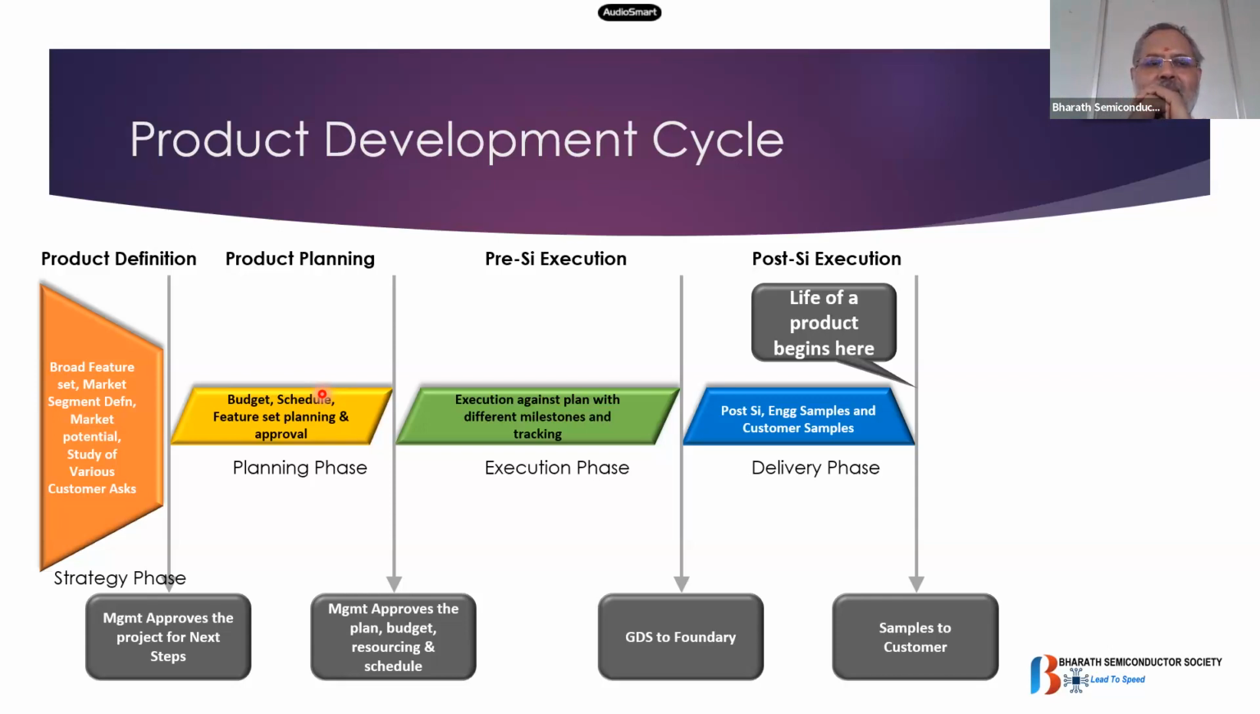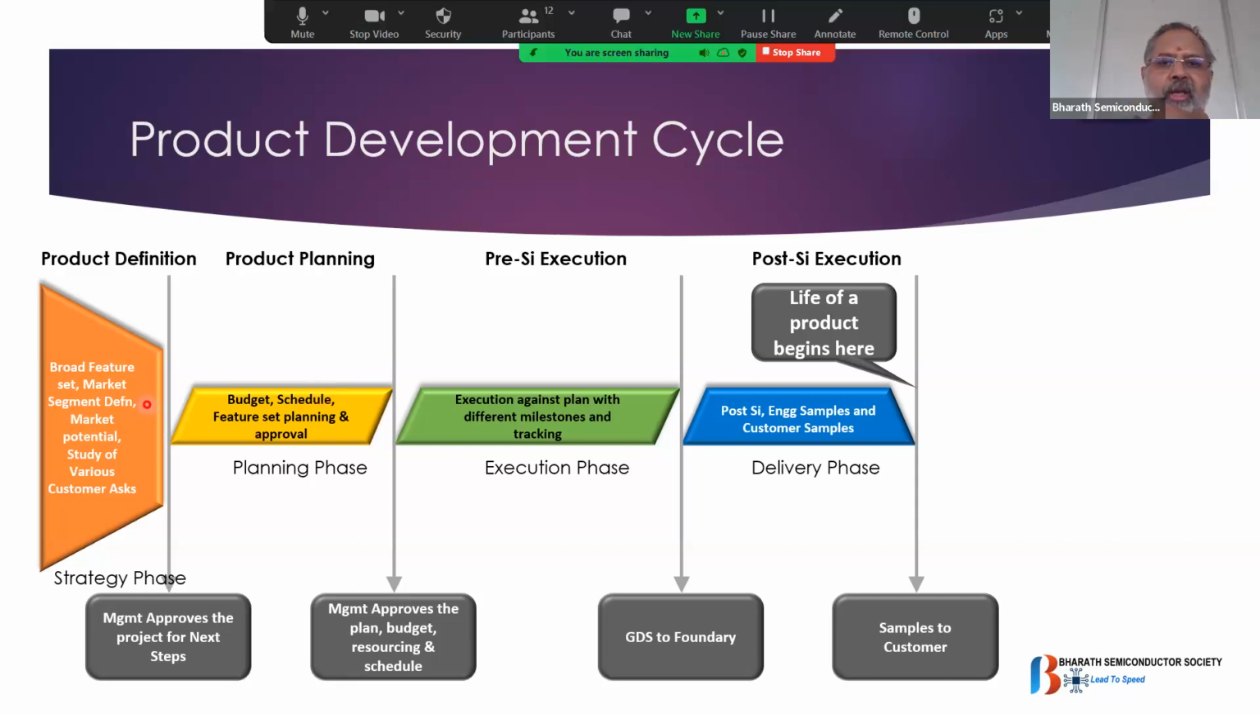Correct? The same thing. So the management has to do the planning and scheduling, right? And future set planning also has to happen. We saw what the future set is yesterday. The future set planning has to happen, and it has to be approved. So it's called the planning phase, right? Management approves a plan, budget, resourcing, and schedule. So it's called planning. Okay, is it clear? So we saw two phases: product plan definition and product planning.